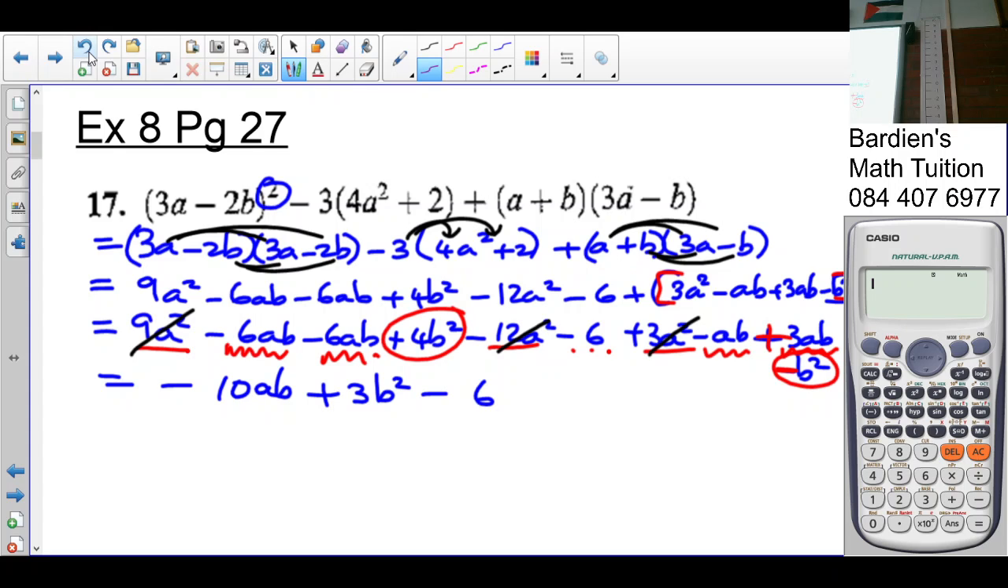Yes, Michael? So instead of writing negative 10ab, I wrote negative 6ab. Negative 6ab plus 3b squared minus 6. Yes, sir. Okay? So check in your book, do you have minus 6ab in this line? Yes, sir. Minus ab and plus 3ab. You got it like it? So it's a matter of just adding your like terms incorrectly.